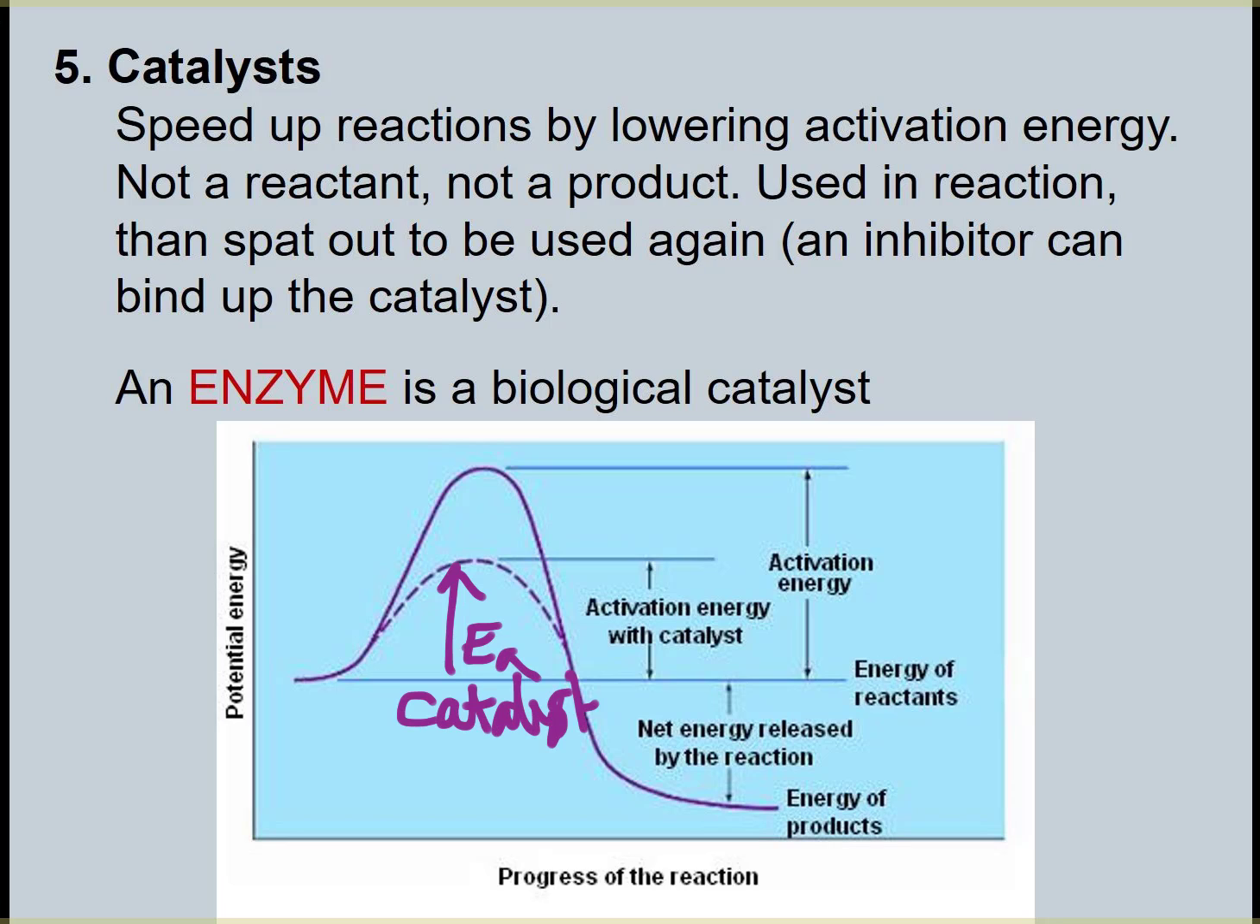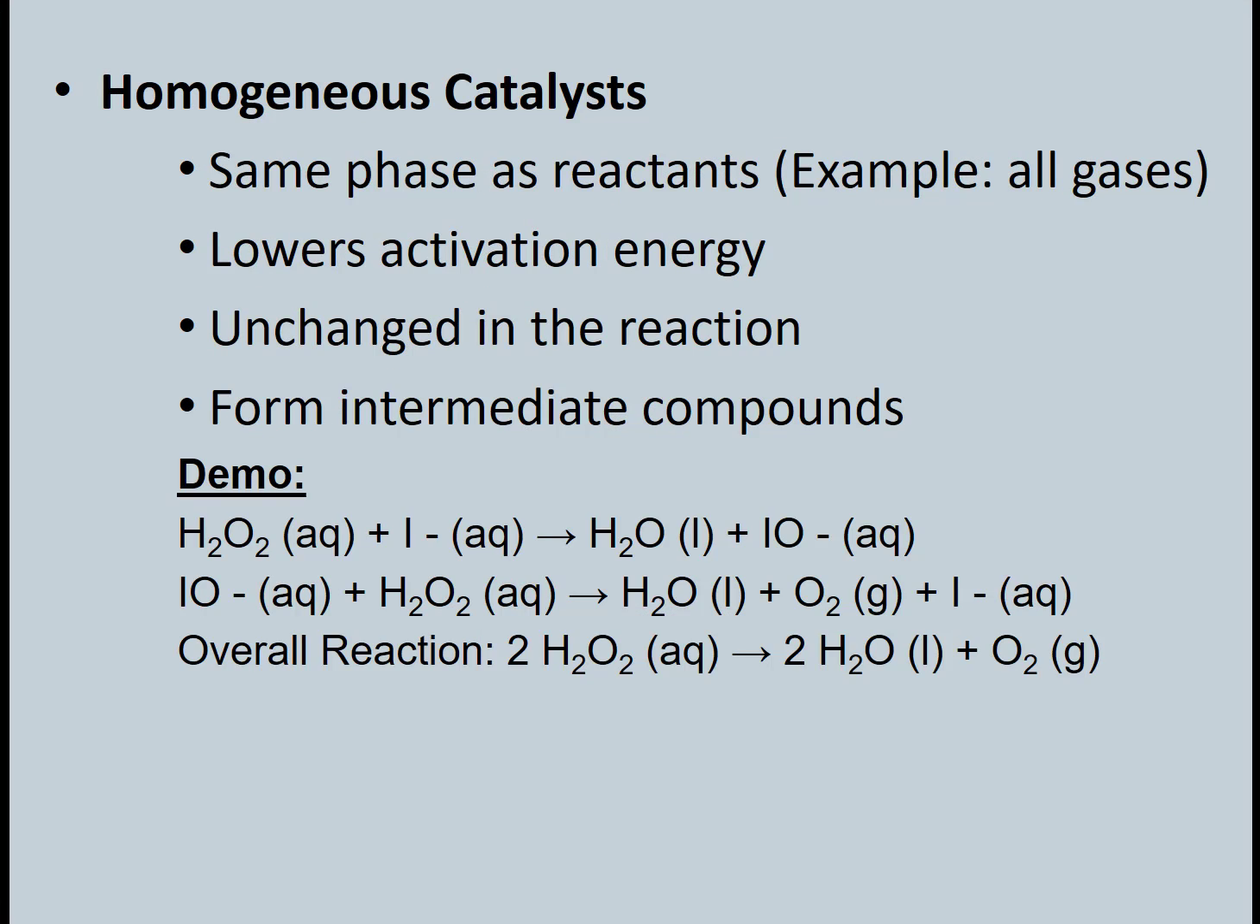An enzyme is a biological catalyst. So in our bodies, we need to break up the food, and we can't do that with heat because that would cook our cells. So instead, we use enzymes, which are biological catalysts. They will lower the activation energy by causing some alternate pathways to break up that food into the different chemical building blocks that our body needs. There are two types of catalysts.